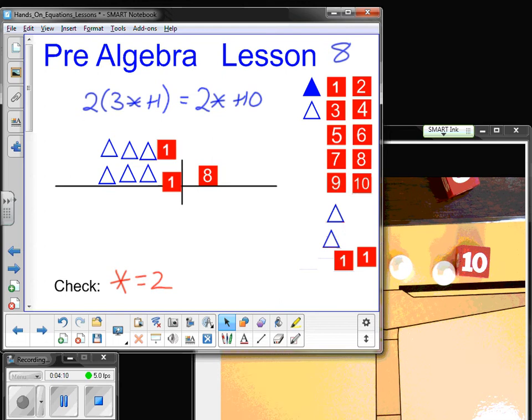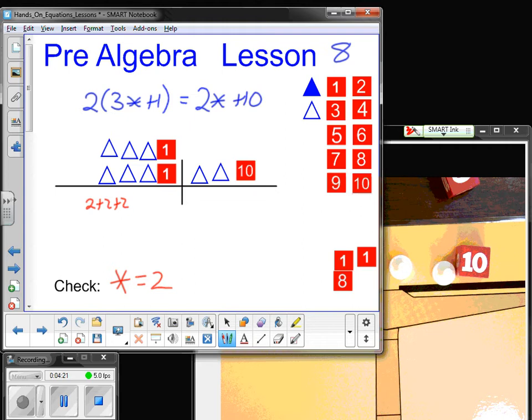Oops. I'm trying to move these all at one time. 2 stars and a 10. So over here, I've got 2, 2, 2 plus the 1. And I got 2, 2, 2 plus the 1. So I've got 6 plus 1 and 6 plus 1. That gives me a 7 and a 7.